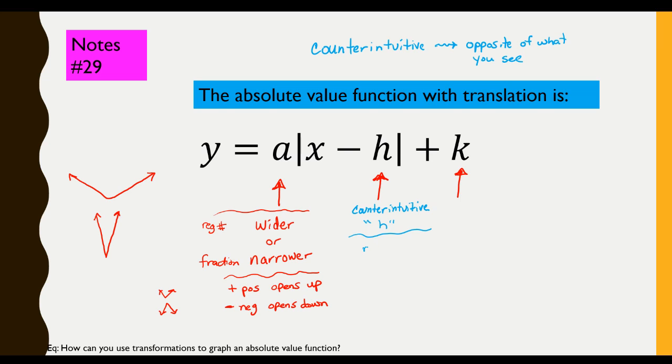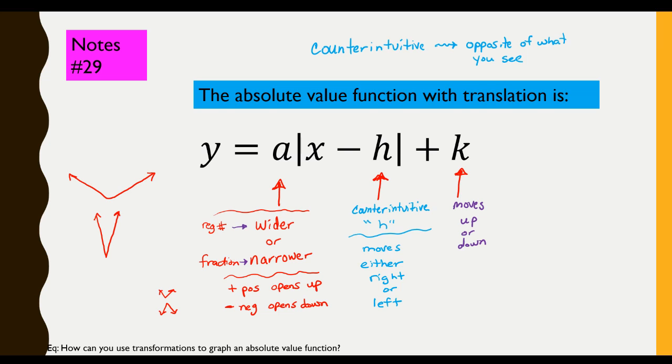And then H will move either right or left. And K moves up or down. Maybe we should have drawn a little arrow here. Regular number is wider and fraction is narrower. Could use some numbers there, or some arrows there. Okay, you can hit pause if you need a minute.